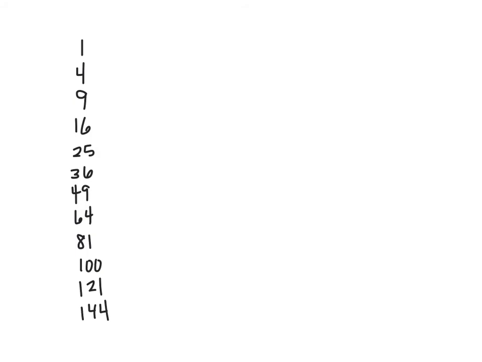Okay, so now we have our perfect squares list. Now let's take a look at fractions. So we have the square root of 8/9. What we get here is the square root of 8 over the square root of 9. Know that you can break it up that way.